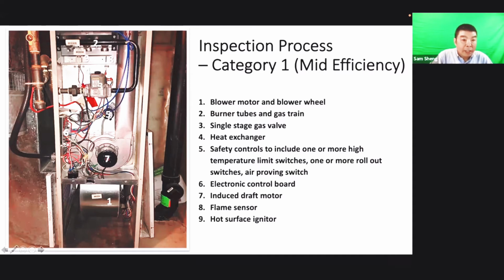With the category 1, we didn't see a control board. Like this one, there's a new control board for the furnace. Normally we will find this control board in the blower motor compartment. But this furnace has it in the burner compartment, and because the burner compartment is very hot, it's harmful for the control board. That's why newer furnaces always move the control board to the blower compartment.